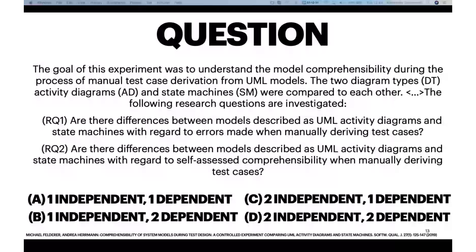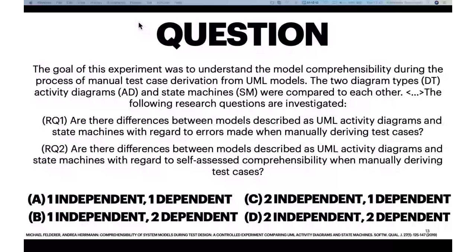So what happens with dependent variables? For research question 1, the authors are looking at the number of errors made, and for research question 2, they're looking at the self-assessed comprehensibility. So there are 2 things that can be influenced by the choice of the diagram type. For each one of the research questions, we have one independent, one dependent. In total, we have one independent and two dependent variables. So number of errors and self-assessed comprehensibility.